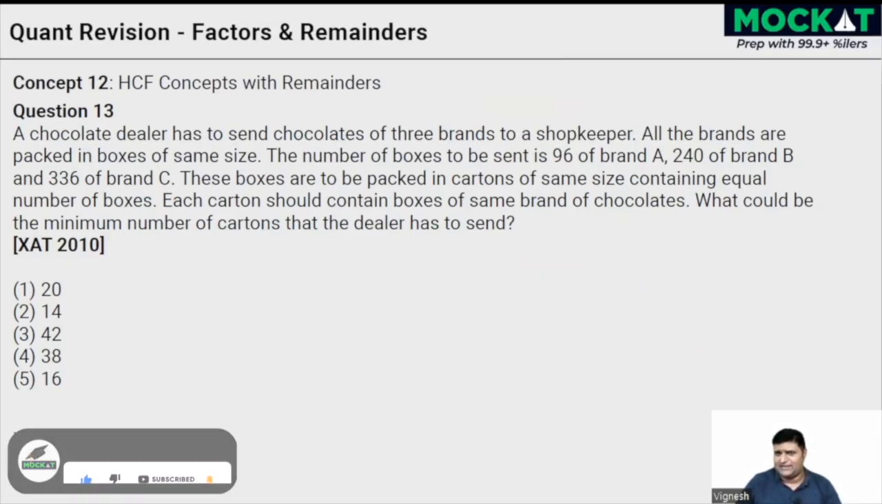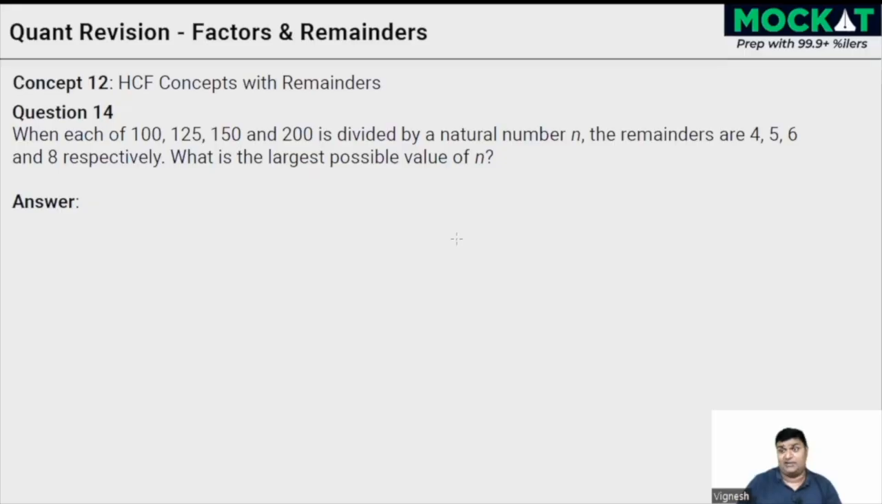So another example, this one more pertaining to remainders. When each of 100, 125, 150, and 200 is divided by a natural number n, the remainders are 4, 5, 6, and 8 respectively. What is the largest possible value of n? This is more like the lesson example.